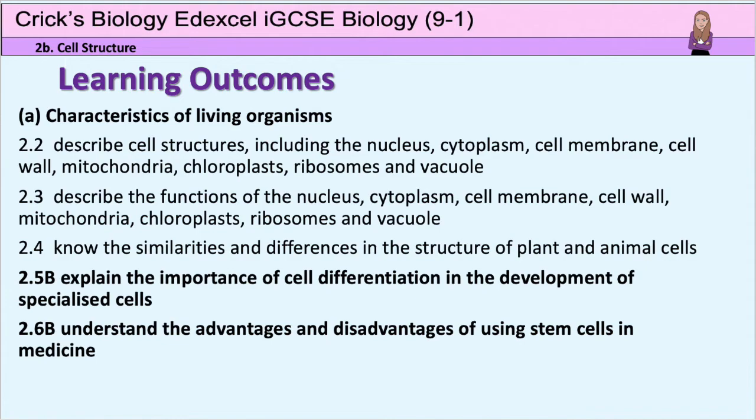We have now completed the section 2.2 on cell structure. We have looked at the cell structures and their functions, including the nucleus, cytoplasm, cell membrane, cell wall, mitochondria, chloroplasts, ribosomes and vacuole. We've compared plant and animal cells. We've looked at cell differentiation and some examples of specialised cells. We've also explored the advantages and disadvantages of using stem cells in medicine.